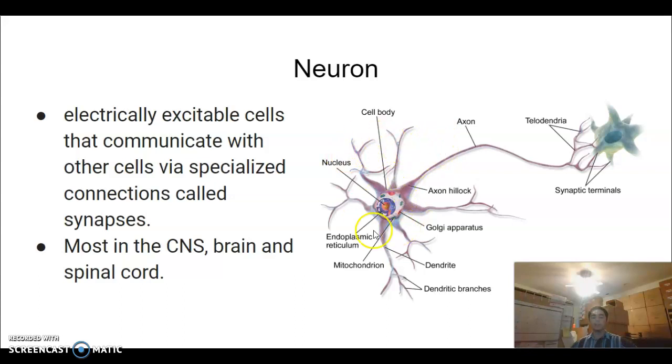And as you can see, we have a picture of a neuron here, and the action potential is generated in the axon hillock and travels across the axon into the synaptic terminals, where it then communicates with other cells via the synapses.